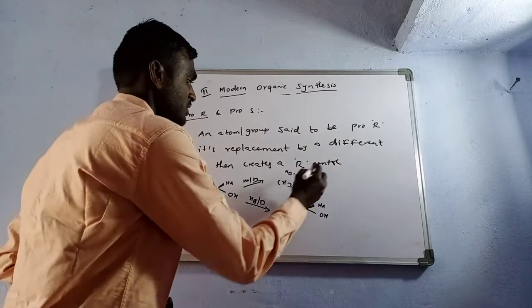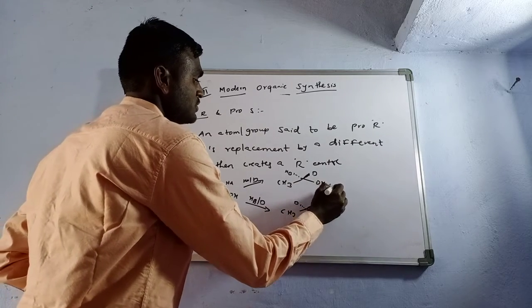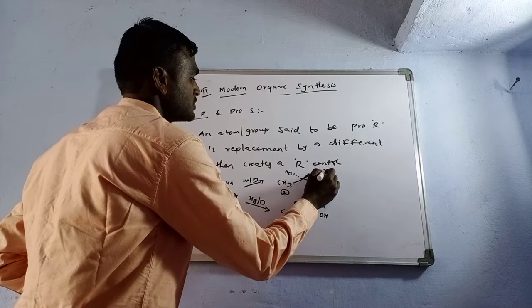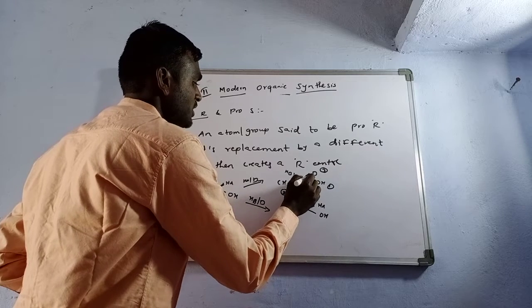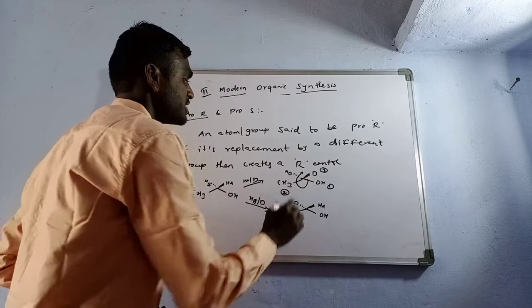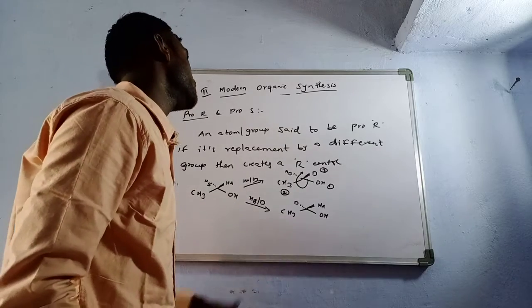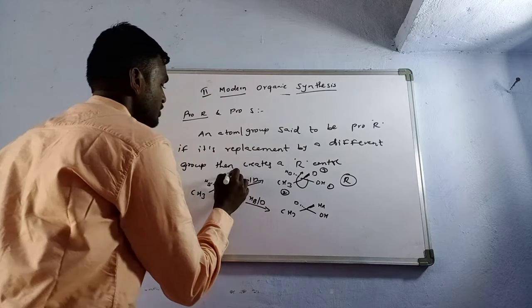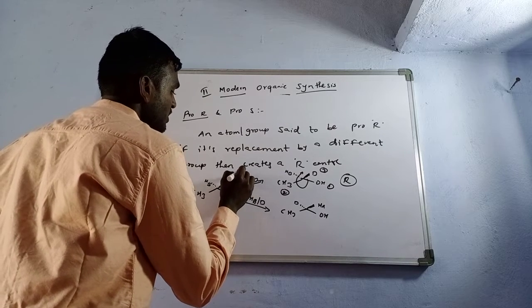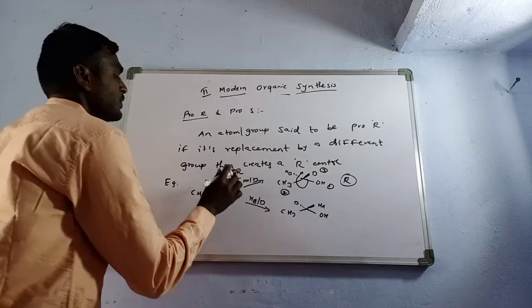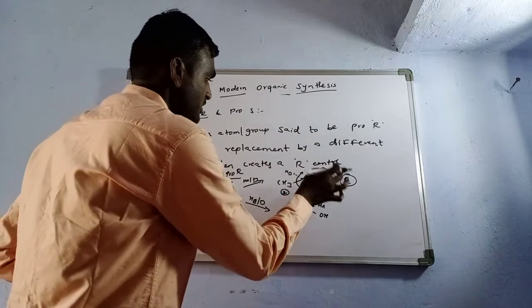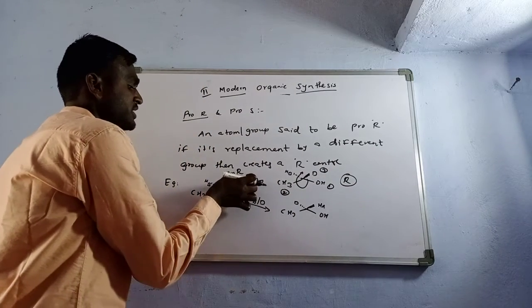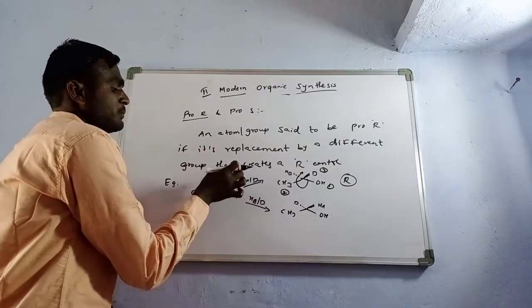If we take the priorities 1, 2, deuterium is third priority and it goes in a clockwise direction, and the fourth priority group is on a dotted line, therefore it is an R configuration. So HA is a Pro-R group. If it creates an R center, then the HA group is Pro-R.